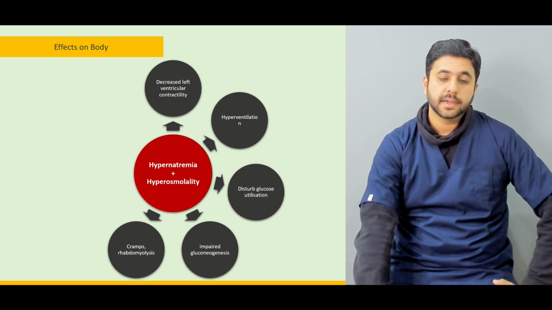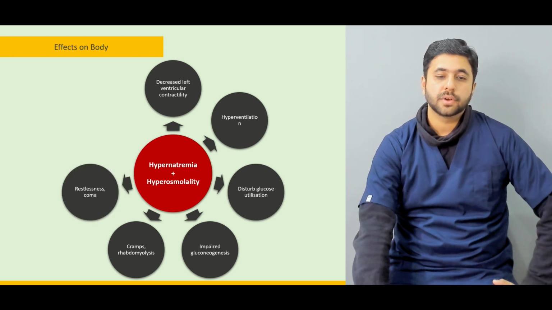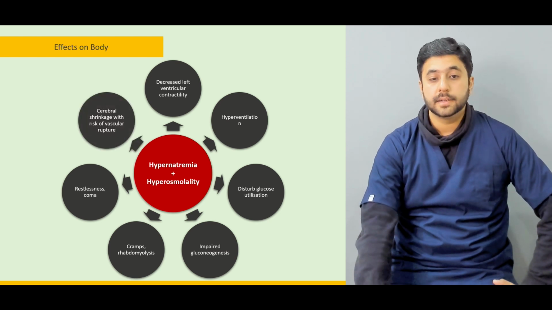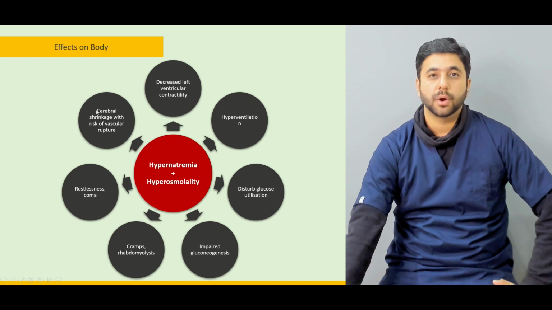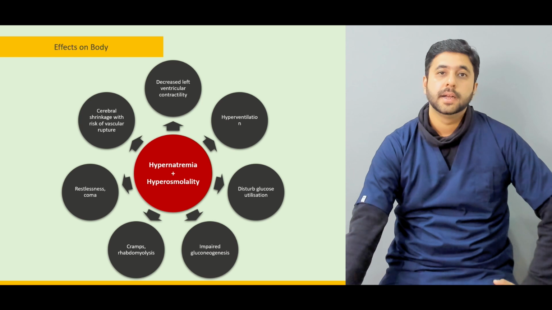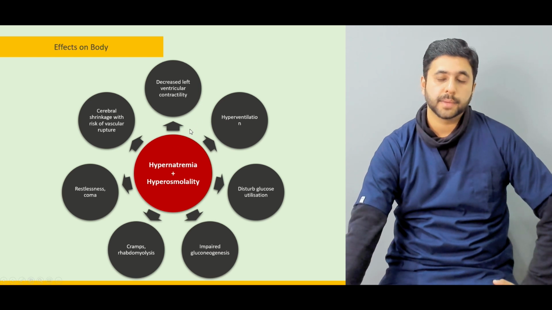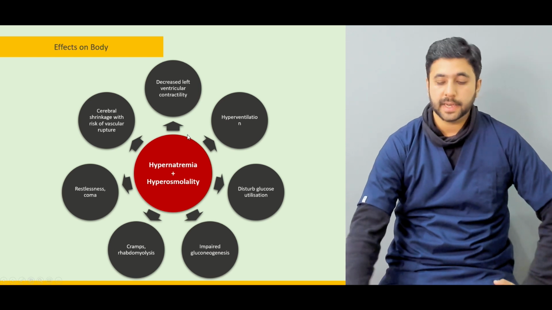Similarly, because of the increase in the osmolarity, we might have some muscle membrane breakdown, which can lead to rhabdomyolysis or cramps in the body. And if these symptoms continue, specifically in the context of the nervous system, the patient can develop restlessness, coma, obtundation, and cerebral shrinkage. As the water moves out of the neurons, the cells shrink, and this can lead to a risk of vascular rupture. We might have subdural hematomas or subarachnoid hemorrhages in this patient. So these are the generalized effects on the body of increased osmolarity, specifically if the osmolarity or the sodium concentration is very much higher, greater than 150 milliequivalents per liter.